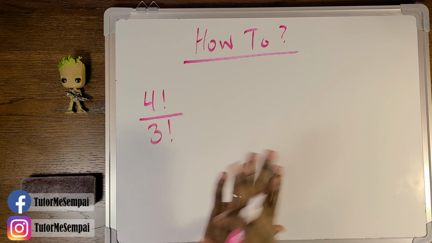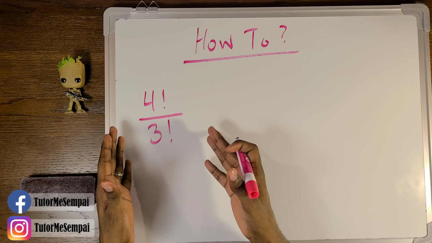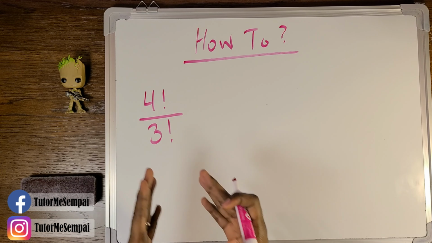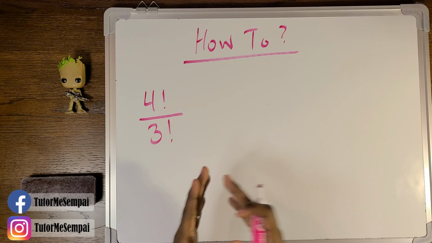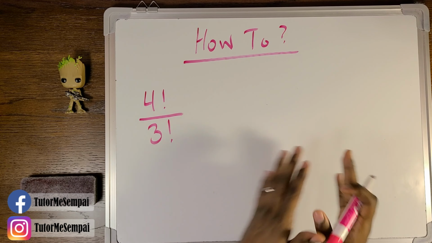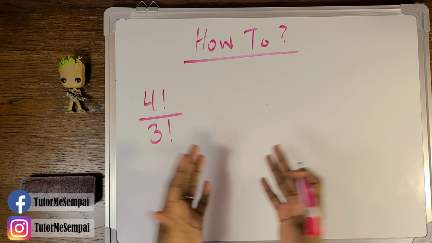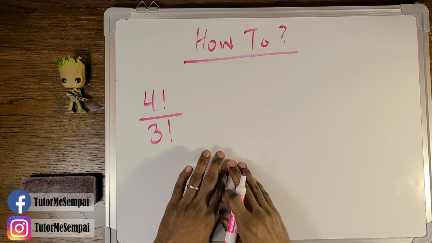But let me stress this. You don't need to simplify factorials in order to divide. You can still do your division by doing it the long way, expanding everything out and multiplying everything as you would. And you're still going to get the right answer. It's just that simplification makes things simple. But let's see how we're going to do it the long way.